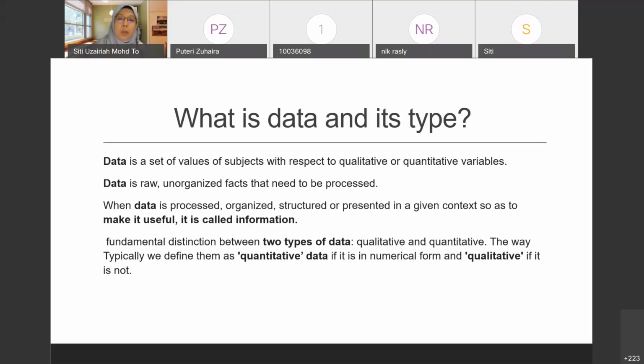Later, it will undergo processes, be organized, structured, and presented in a given context to make it useful, and it becomes information and knowledge, whether you publish it or not. If it's not published, that means you keep it to your company only. If it's published, you are sharing it with the public. Okay, the fundamental differences between the two types of data, quantitative and qualitative, I will further explain in the next slide.